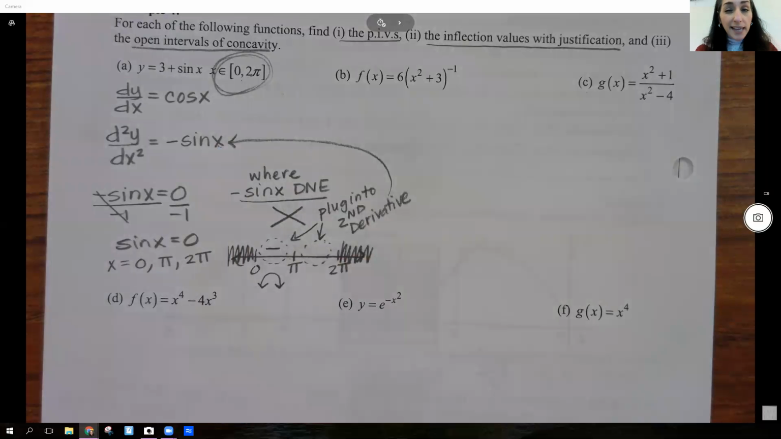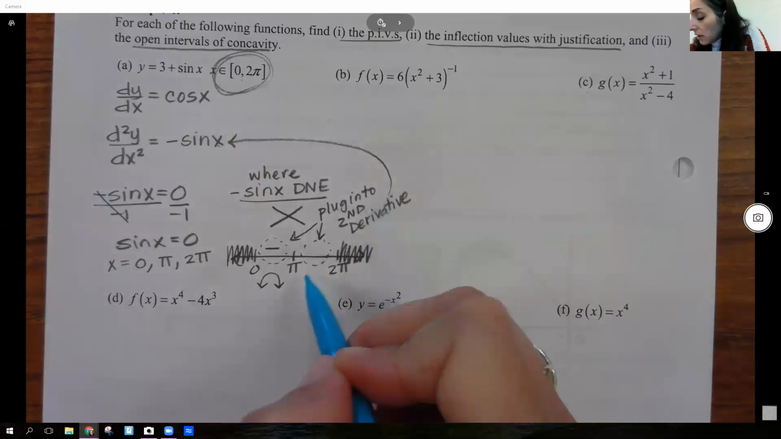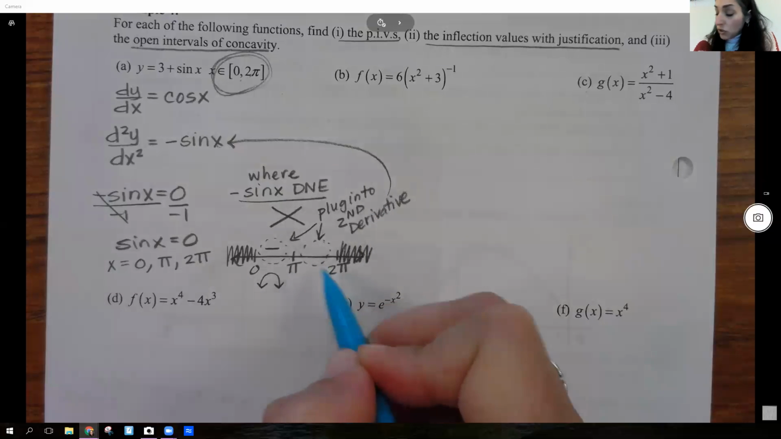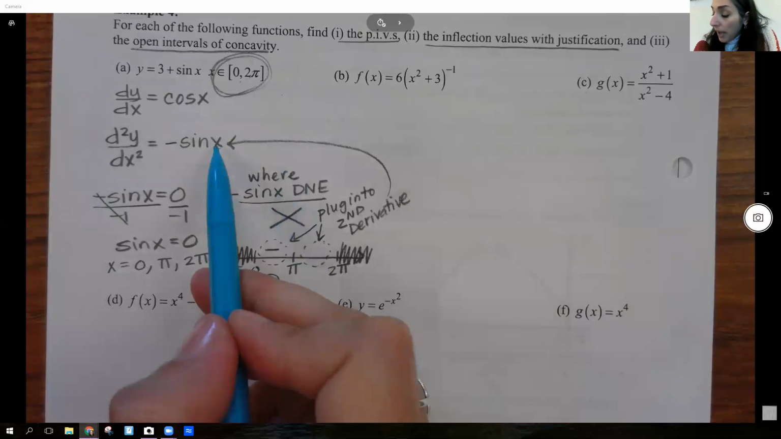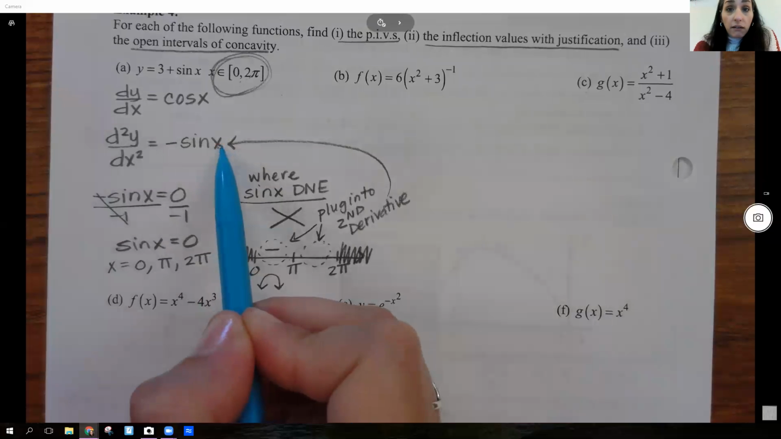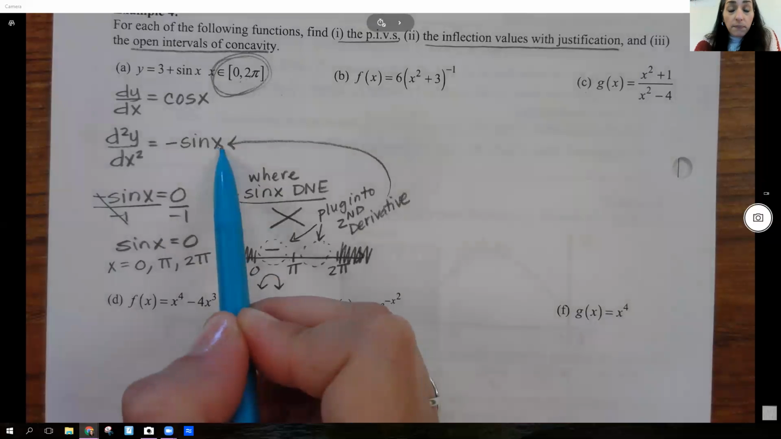Okay, which should make sense, right? Think of that sine graph. Sine goes like this. So we should be concave down. All right, and then something between pi and 2 pi. How about 3 pi over 2? Convenient. If you plug 3 pi over 2 in right here, do you get a negative answer or a positive answer?